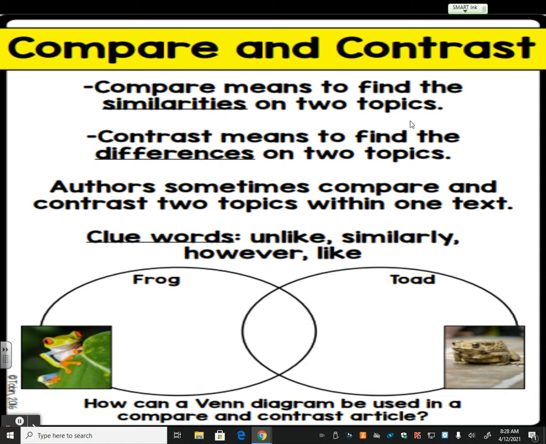So comparing and contrasting. When you compare, that means that you're going to find similarities on two topics. Similarities means how they are the same. When you contrast, you're going to find differences on two topics.